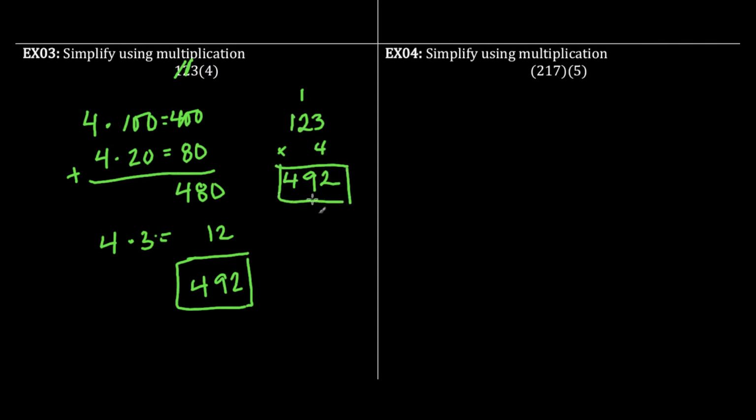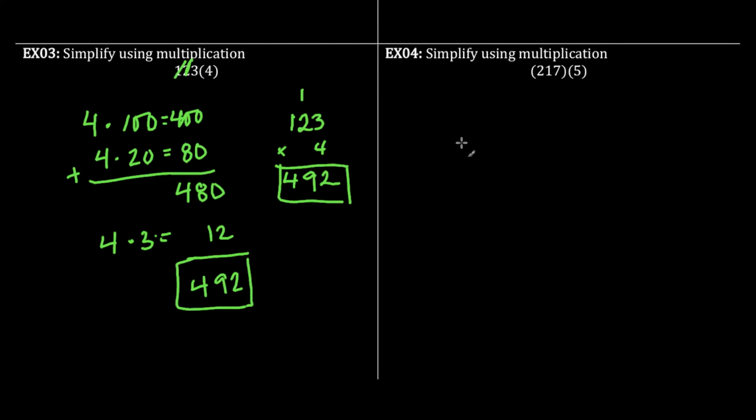Now this is essentially doing the same thing. Because what you're doing is you're multiplying 4 by 3, which we did here, 4 by 20, which is what we did here, and 4 by 100, which is what we did here, and just combining them all. But doing it this way will enable you to do certain numbers in your head a lot faster. Let's try 217 times 5.